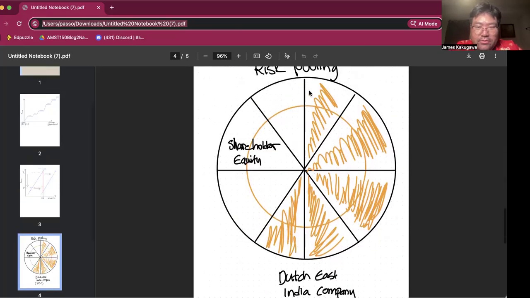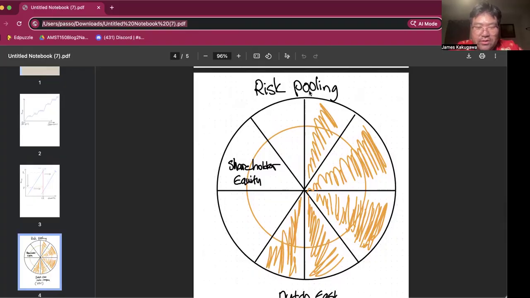So this is a chart of something that would look like the Dutch East India Company with shareholder equity. They called it institutional risk pooling. And you would have many different slices that different shareholders would own. It's very fascinating. It was pretty necessary to have a correct view in order to not be burdened with having massive loss.